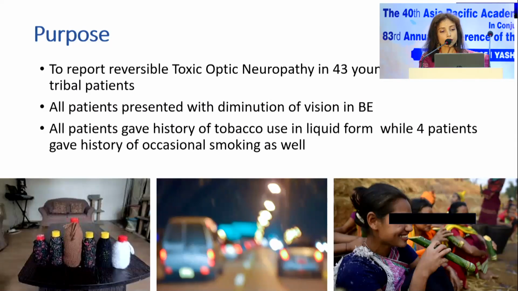The purpose of our study is to report reversible nutritional optic neuropathy in 43 young and healthy patients belonging to the indigenous tribal community of Northeast India. They all presented with diminution of vision in both eyes, and they gave a history of liquid tobacco intake.